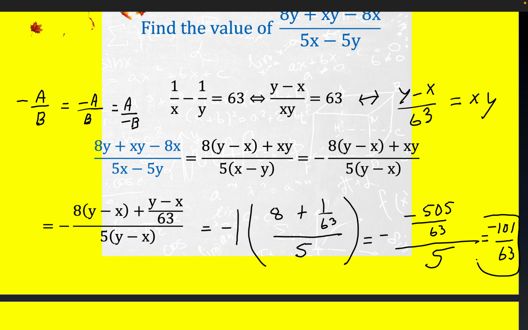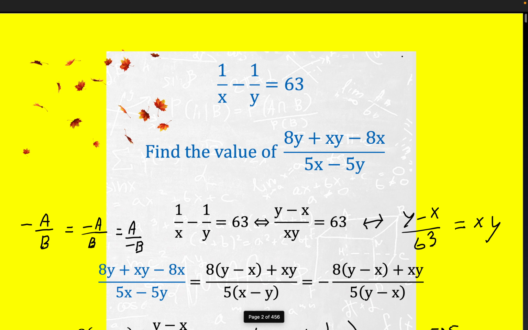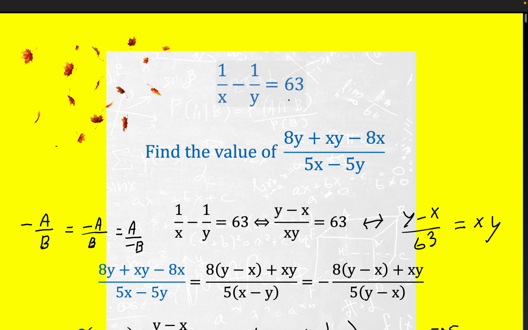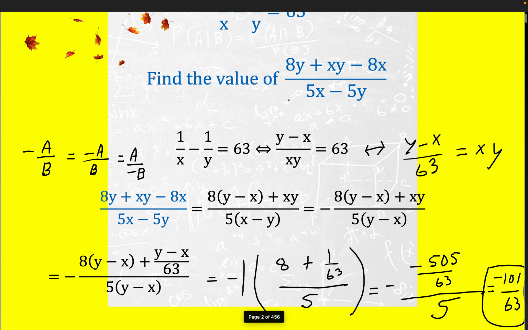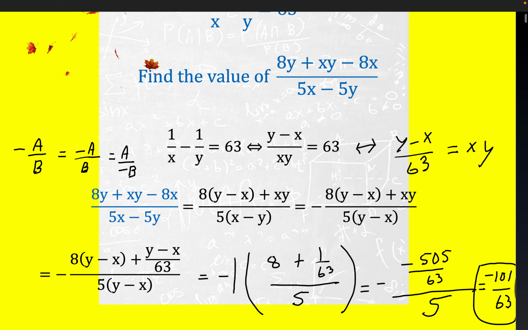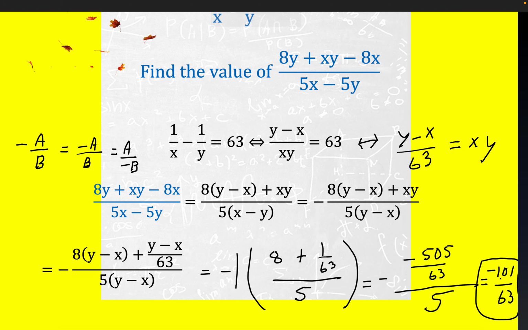Notice this is one of these standard sort of problems where we never found the values of x and y. I guess there's an infinite number of these, right? Probably, since this is one equation and two unknowns, I guess there's an infinite number of x and y, but whatever they are, it's always going to resolve to this particular fraction. I think that's true, but in any event, this is what I got, minus 101 over 63.